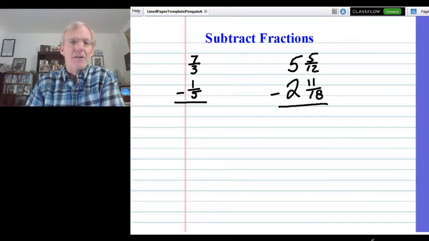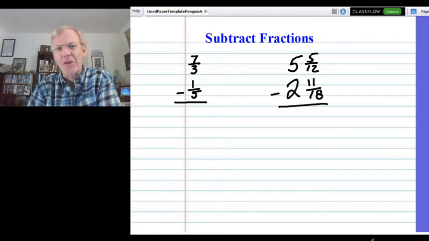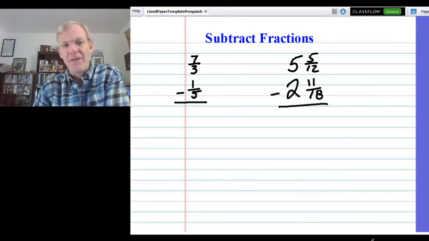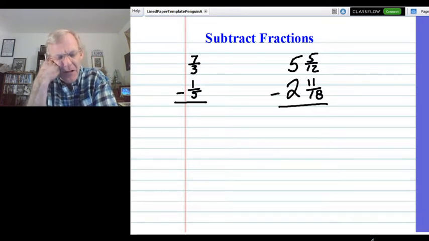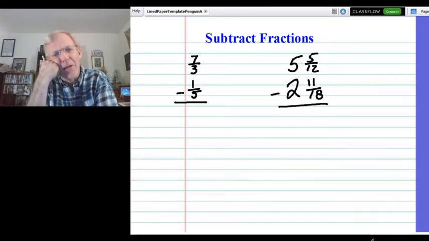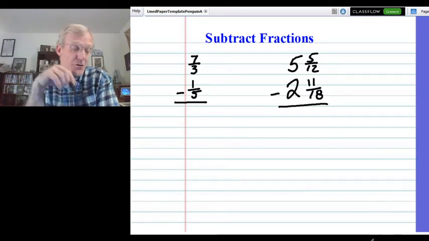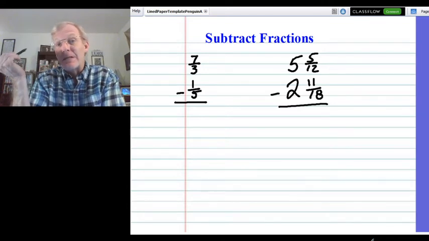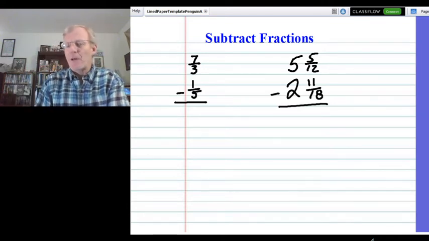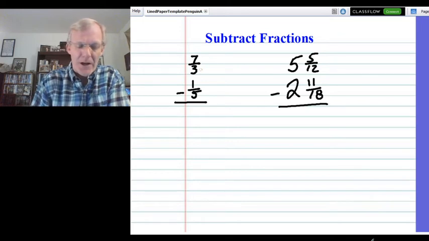So let's take a look at this first example here. 7/3 minus 1/5. Well, what's the common denominator of thirds and fifths? Well, again, those are two prime numbers, so let's just go ahead and multiply them together, and we'll get 15. So what do we multiply the 3 by? 5, right. 5 times 5, top and bottom.